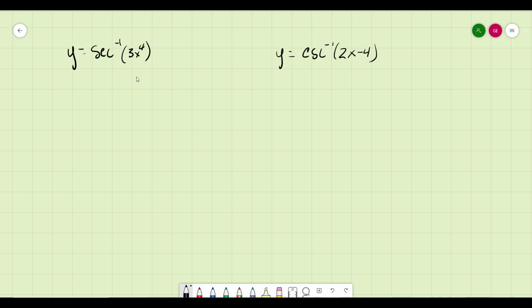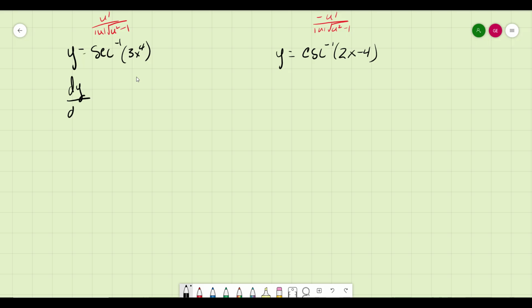All right, so if we follow the pattern of u prime, etc., again, let me put these up here. u prime over the absolute value of u times the square root of u squared minus 1, and this one would be negative u prime over absolute value of u times the square root of u squared minus 1. Now remember, the guy in parentheses is our u.